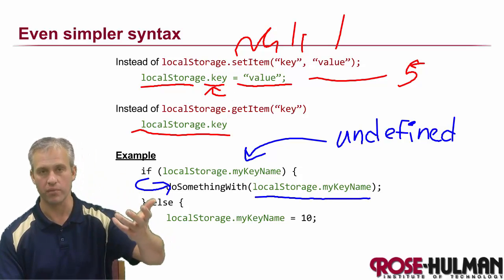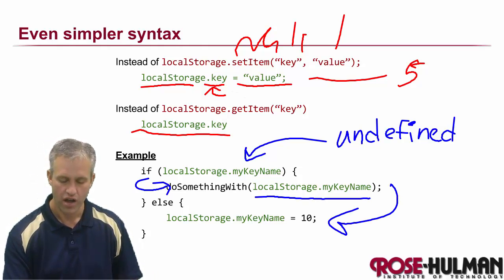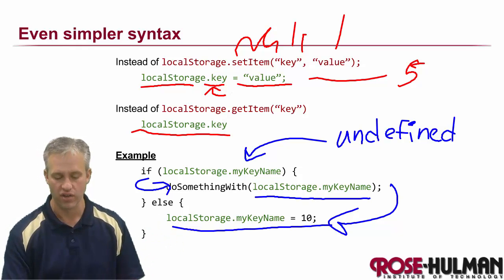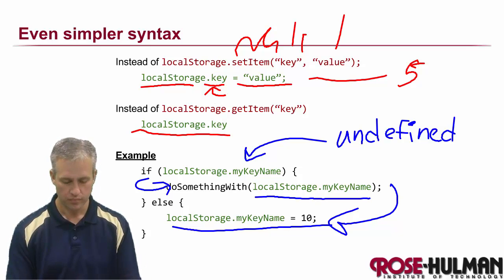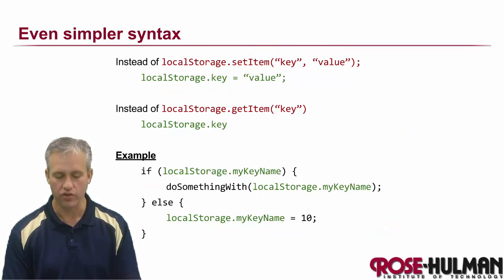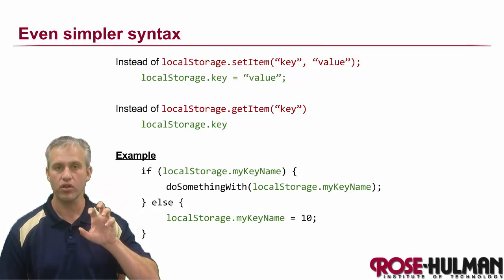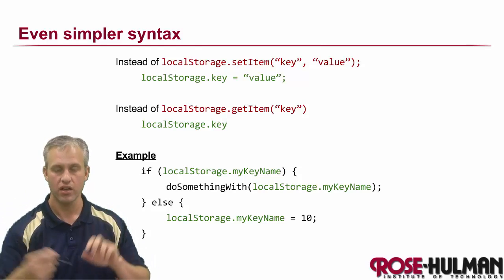And so you might want to do something with it. If it doesn't exist, in kind of our fictitious example here, we're just setting it. And the way we're setting it is using the simpler syntax where we just say my key name equals 10. So that's exactly what we're going to do for this fastest finish feature. So we're going to save off a variable, and then when we load the page, if it exists, we're going to display something. So that's the idea.